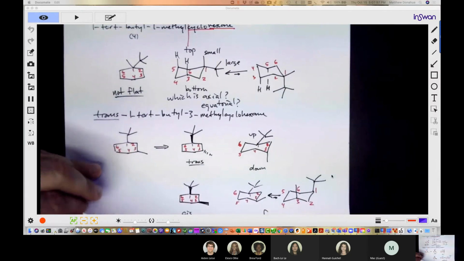So let's go ahead and do trans-1-tert-butyl-2-methylcyclohexane.